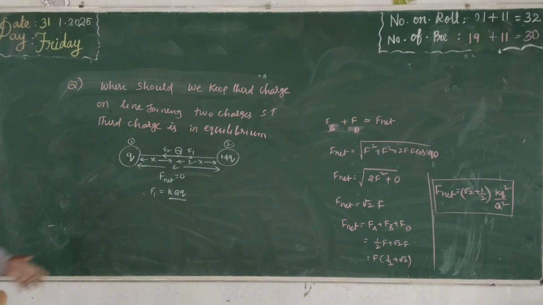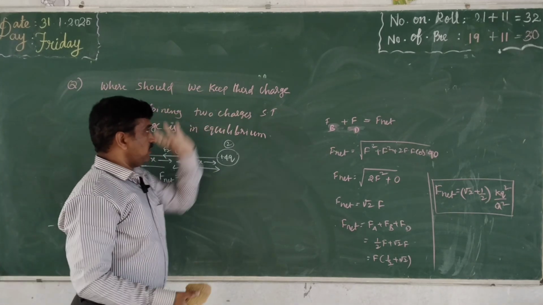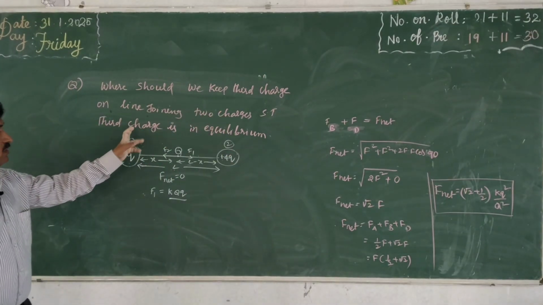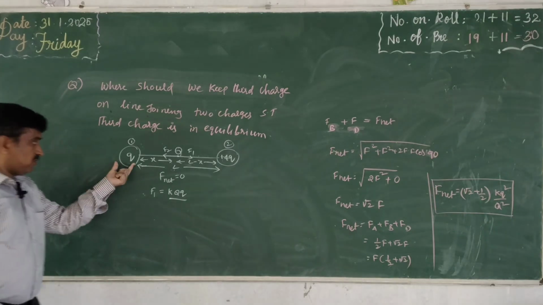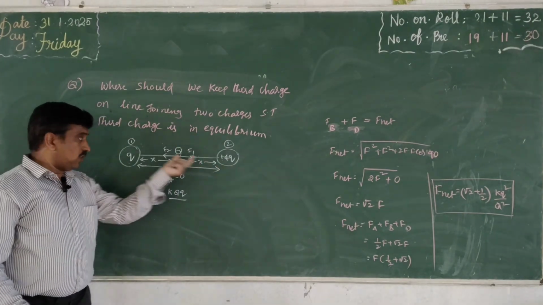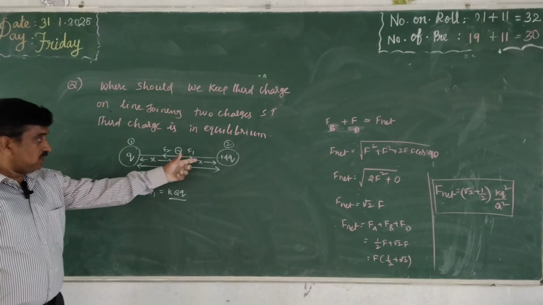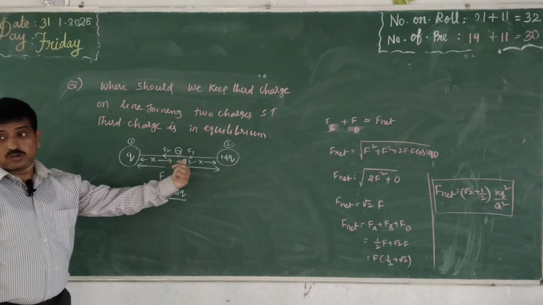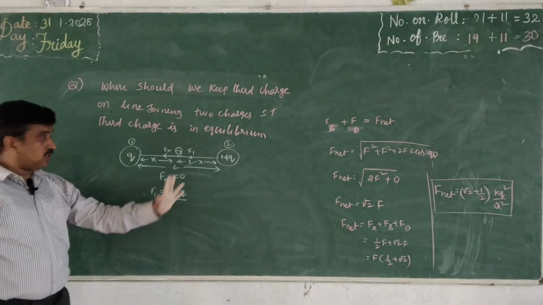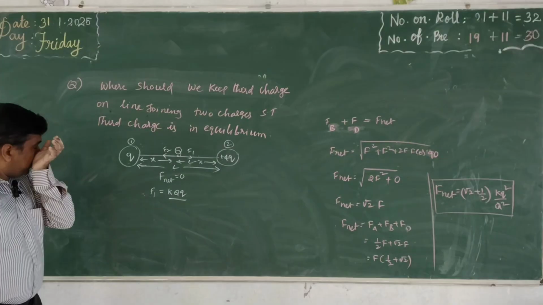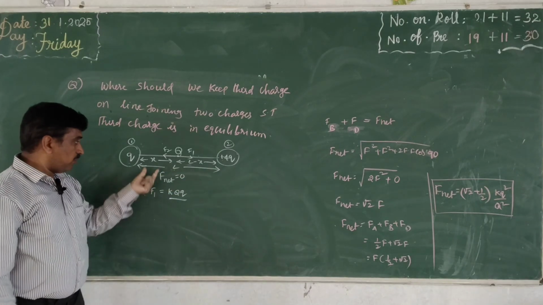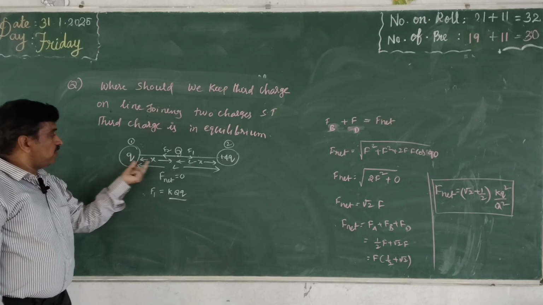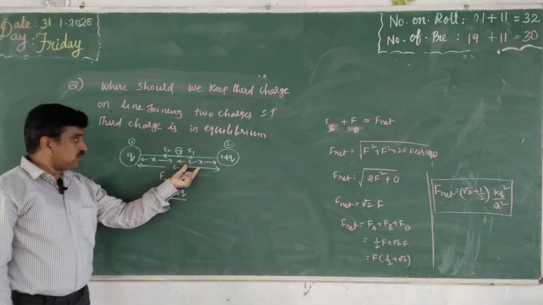Understood at this point? Where should we keep the third charge on the line joining two charges such that the third charge is in equilibrium? The first charge is q, the second charge is 4q, and the third charge is capital Q. So the third charge can be kept somewhere on the line joining the two charges. Then the F net acting on the charge is 0, so F net equal to 0, and only then is it in equilibrium. These are separated by a distance L. At distance x we can keep the charge; between small q and capital Q is x, and automatically between 4q and capital Q is L minus x.